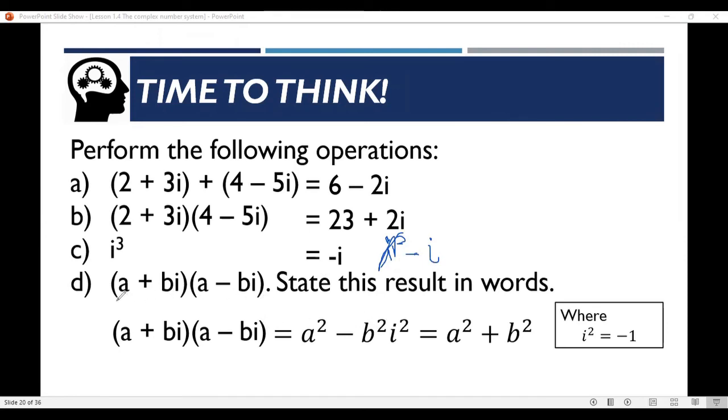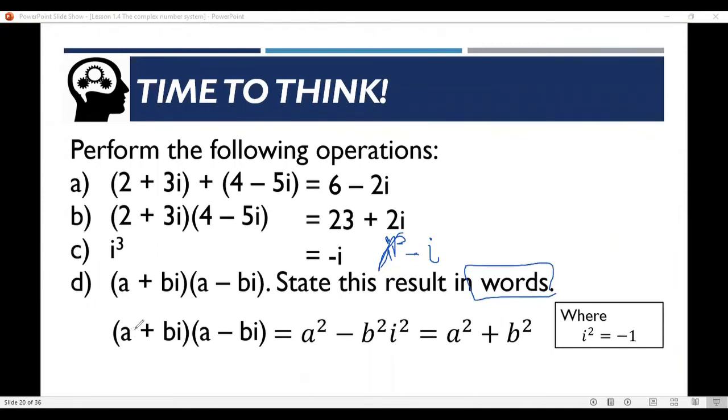Ngayon, itong letter D, kumbaga, product ng a plus bi and a minus bi. Kaya lang, ang gusto niya ay state this result in words. Pansinin mo, kapag kinompute mo yung product nun, by definition, ito ang magiging result: a square minus b square i square. Pwede mo rin gamitin yung special product, di ba?